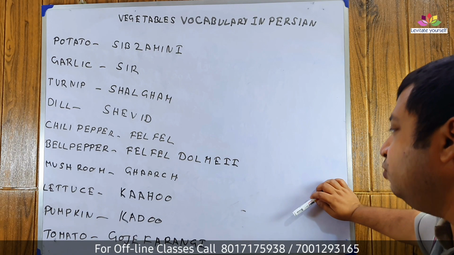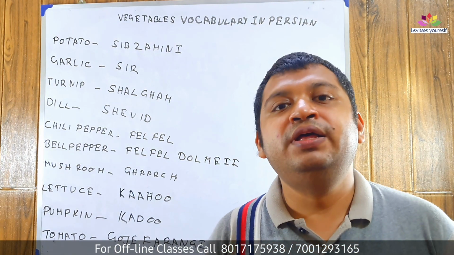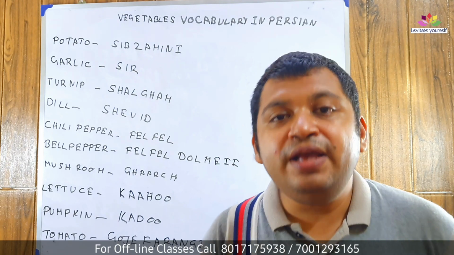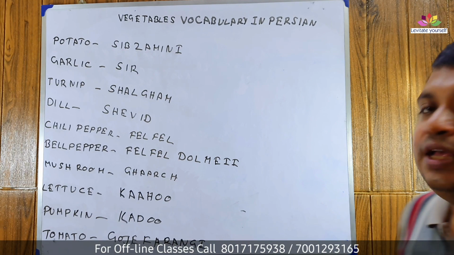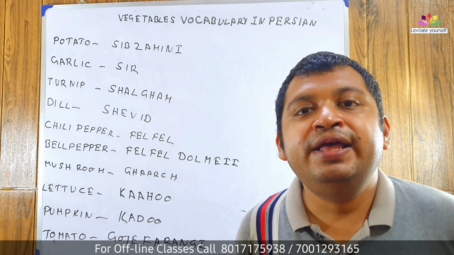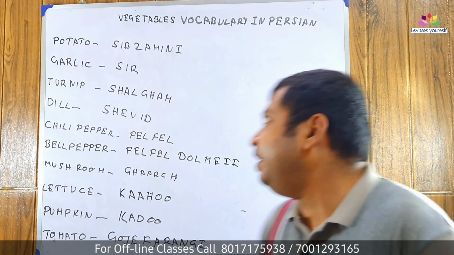Pumpkin, kadu. Let's pronounce it with me. Pumpkin, kadu. Let's move to the next word. Tomato, goje farangi. Let's pronounce it with me. Tomato, goje farangi. Now let's repeat it all again.